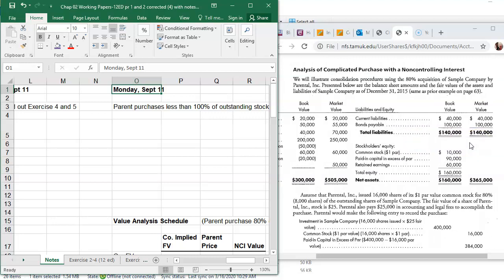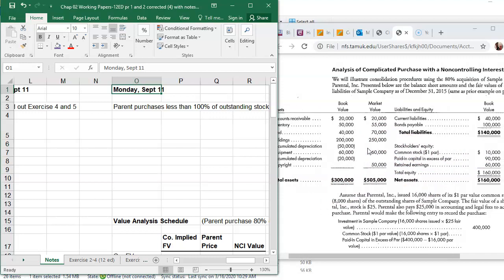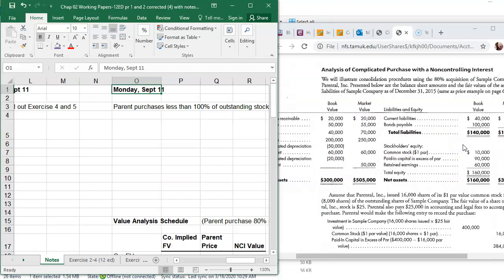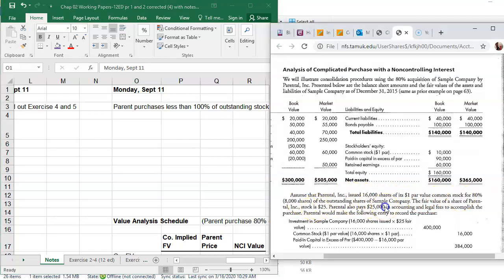All right, we're looking at Sample Company and Parental Incorporated. So Parental purchased 80% of the outstanding stock of Sample. And here is Sample's balance sheet. They give us the book value and the market value, and all that's already done. Assume that Parental Incorporated issued 16,000 shares of its dollar par value common stock for 80%, or 8,000 shares, of the outstanding shares of Sample Company.